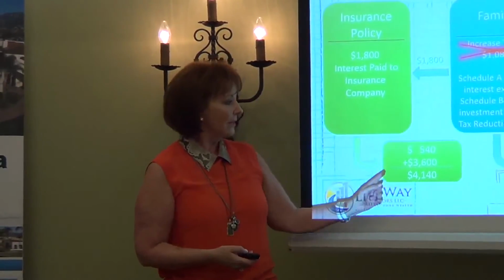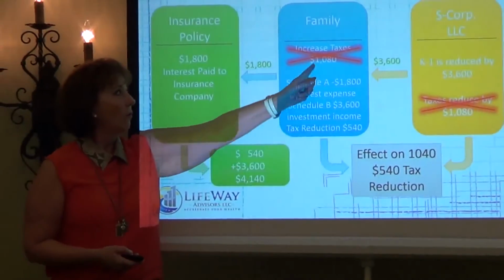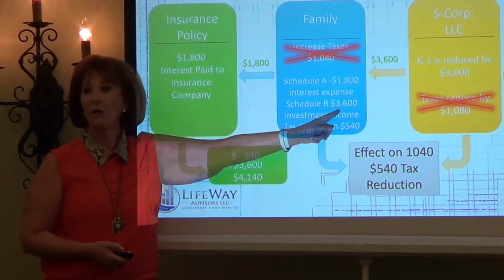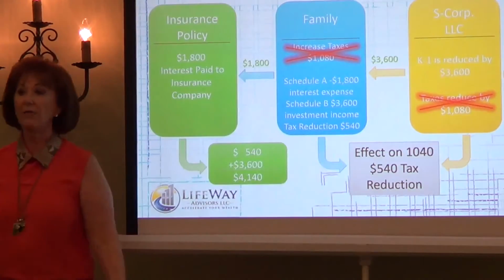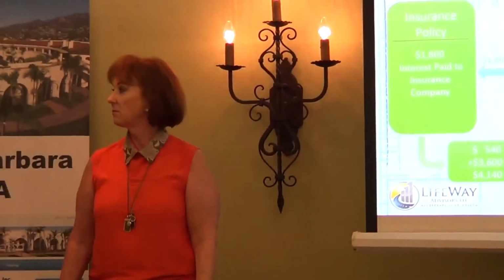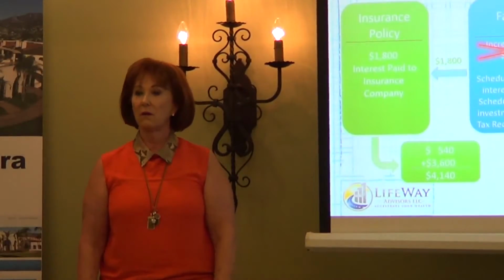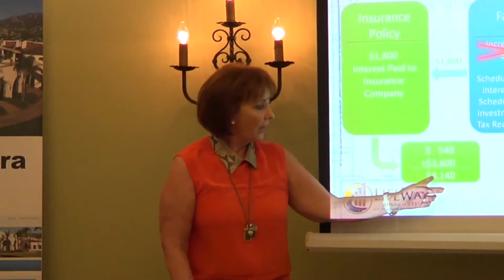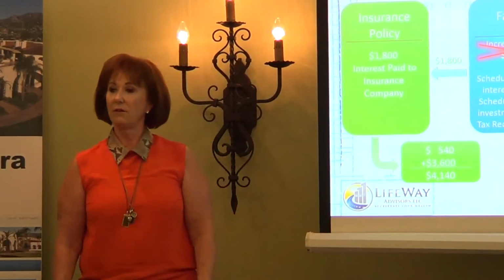Okay, so let's look at this. Because we got to deduct this $1,800 in our same 30% tax bracket environment, we didn't have to give Uncle Sam $540. So we have control over $540, and we have control over $3,600, right? Well, that's $4,140 versus $2,520.